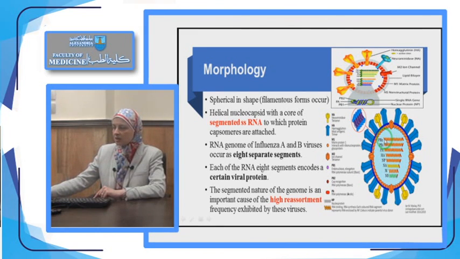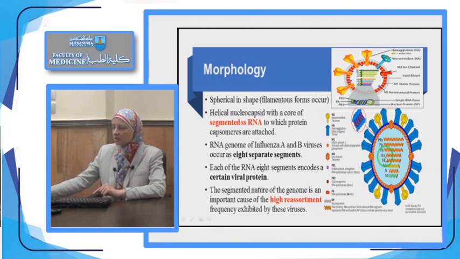3 segments code for the RNA polymerase: polymerase basic 1, polymerase basic 2, and polymerase acidic. Polymerase acidic is important because one of the drugs that you will take will act on polymerase acidic, so the drug will interfere with messenger RNA synthesis and thus viral replication. So 3 segments are responsible for the formation of the RNA polymerase.